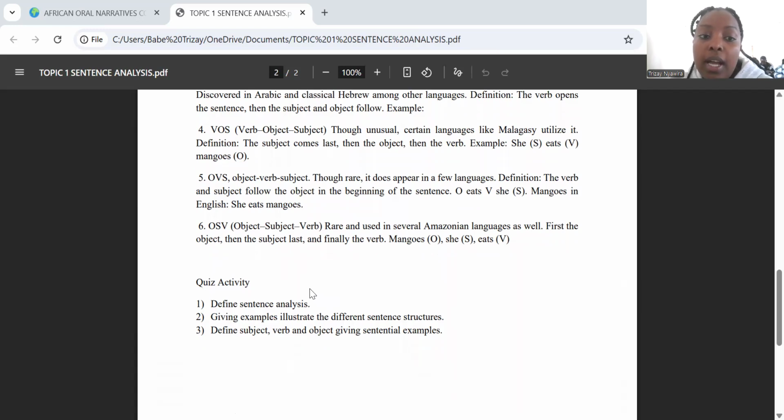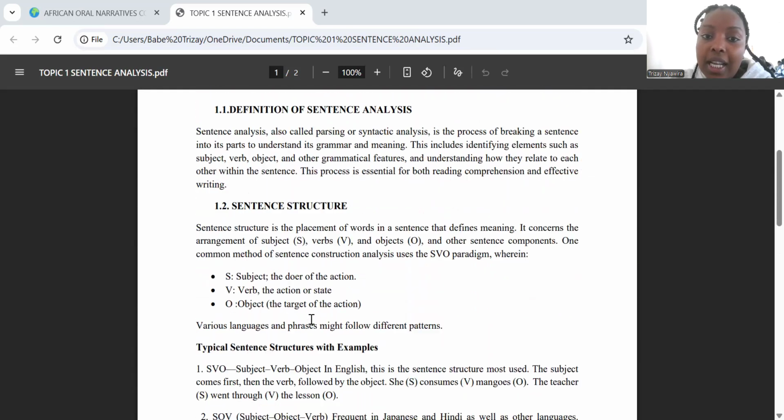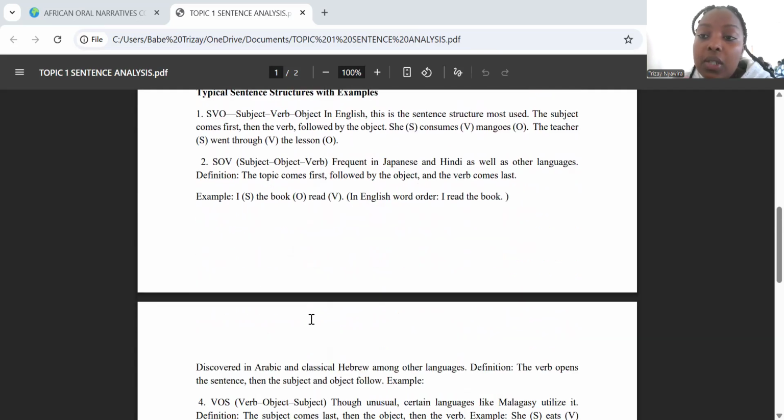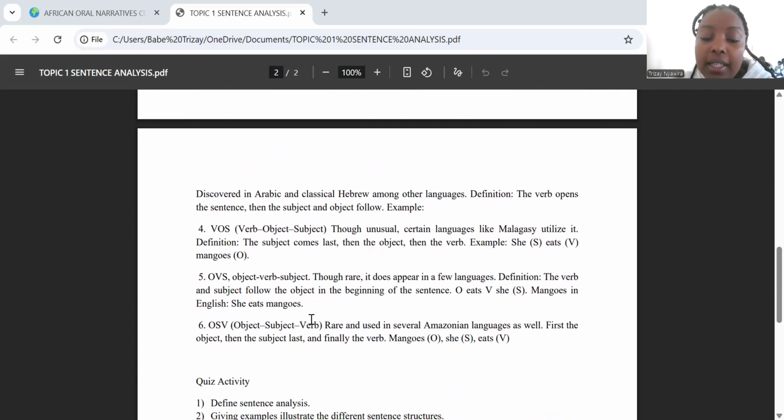That is the SVO. And then we have OSV, object, subject, verb, rare and used in several Amazonian languages as well. First the object, then the subject, and finally the verb. Mangoes she eats. That is an example of the OSV. So that was our short topic for today, the introduction of sentence analysis. And we have tackled the different patterns: the SVO, SOV, VOS, OVS, and OSV. We have said the S stands for the subject, V stands for the verb, and O stands for the object.